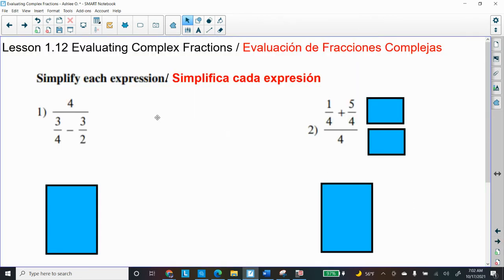All right, here we have a couple problems for you. That first one we just did, and we remember the answer was negative 5 1/3. Here's a second one. So let's try this together. So we want to simplify the expression. So we have 1/4 plus 5/4 on the top as a numerator, and over that 4.